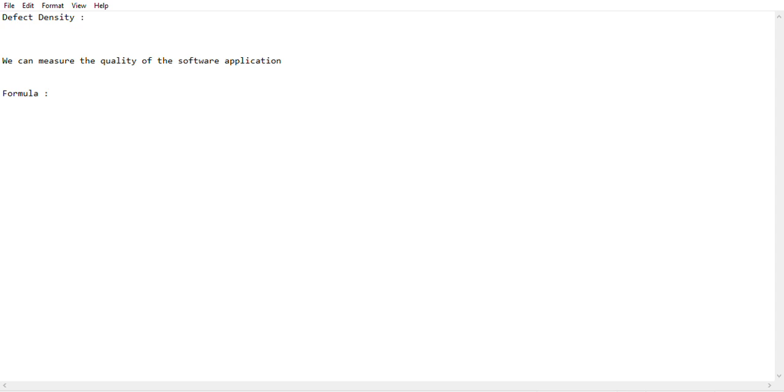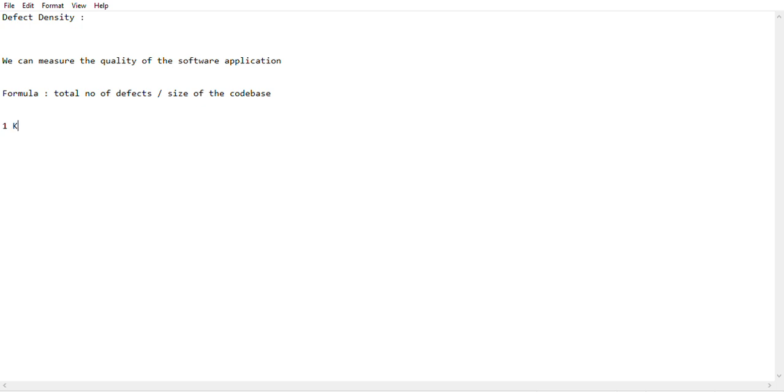So the formula will be total number of defects divided by size of the code base. So how many defects you are finding on that particular module divided by size of the code base. Suppose to implement that particular module the developer has written 1,000 lines of code. That particular number you have to put here.